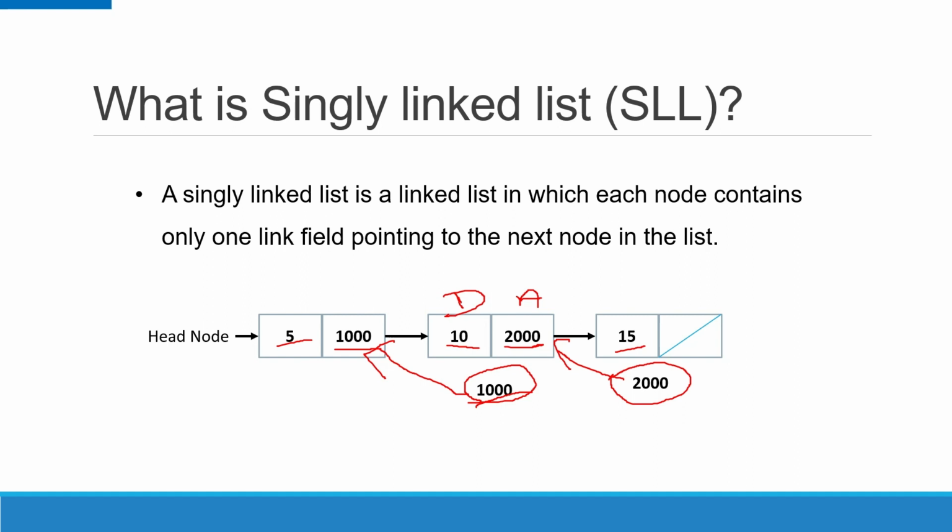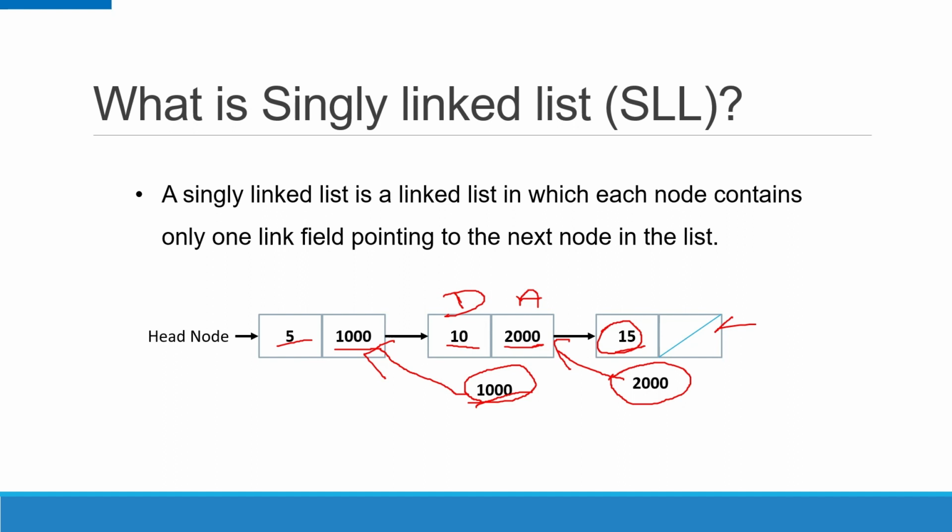So the address of the next node is 2000, which means 15. After 10, 15 is stored. So 15 is the next data element of 10. Am I right? 15 is at position 2000. So I am going to store this 2000 in the previous node's address field. Likewise, only addresses get stored. So this is your singly linked list representation.